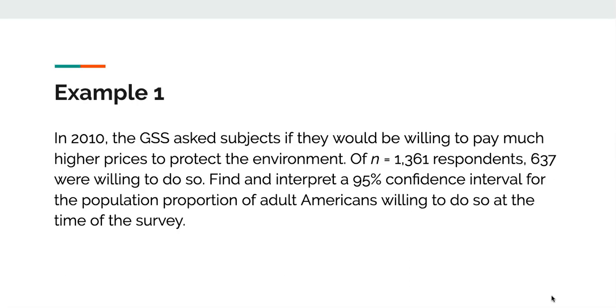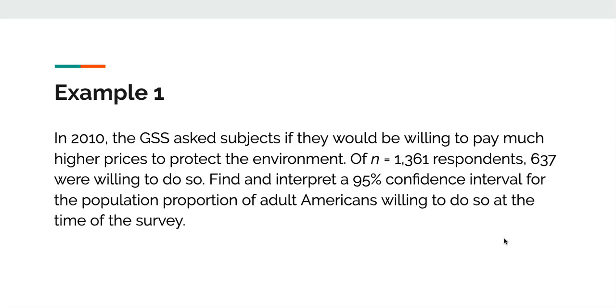But anyways, what they want you to do with this information is find and interpret a 95% confidence interval for the population proportion of adult Americans willing to do so at the time of the survey. Now, what we are assuming is that this sample better be good. This sample is random. This sample is going to be a good representation of American adults, because we're about to use the sample statistics to draw a conclusion about a population parameter. We're doing statistical inference now, right?